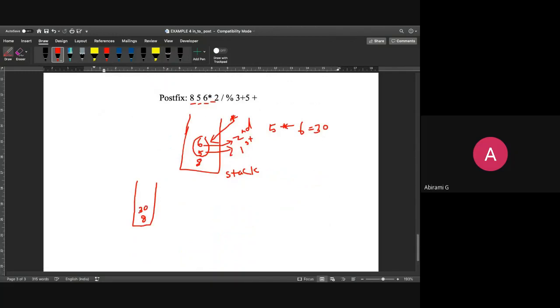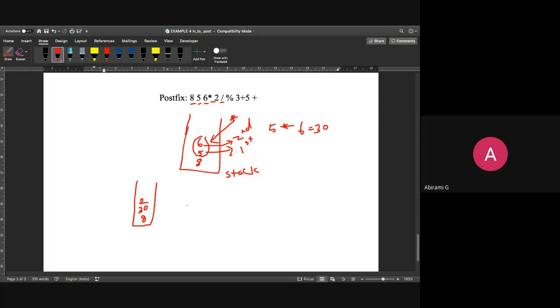Now what is the next character? We have to read until the end of the postfix expression. Now next is 2. 2 is an operand, so we directly push it into the stack. Then what is the next character? The next character is slash, which is an operator.